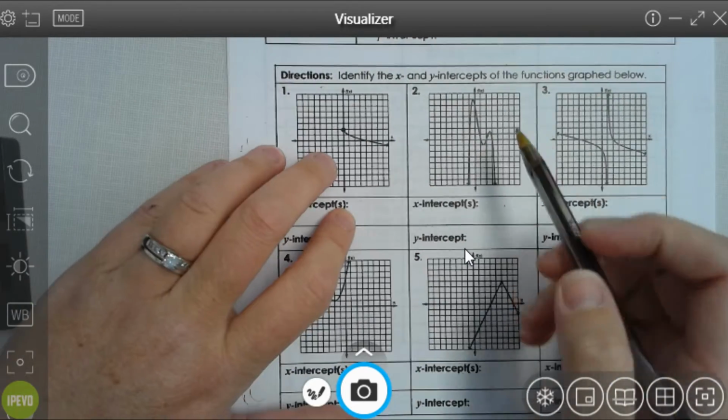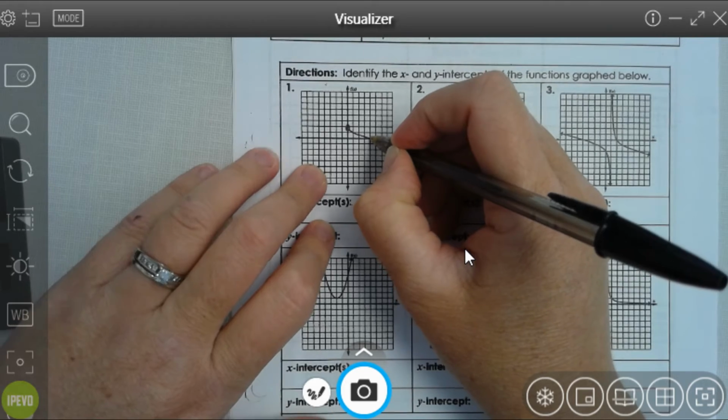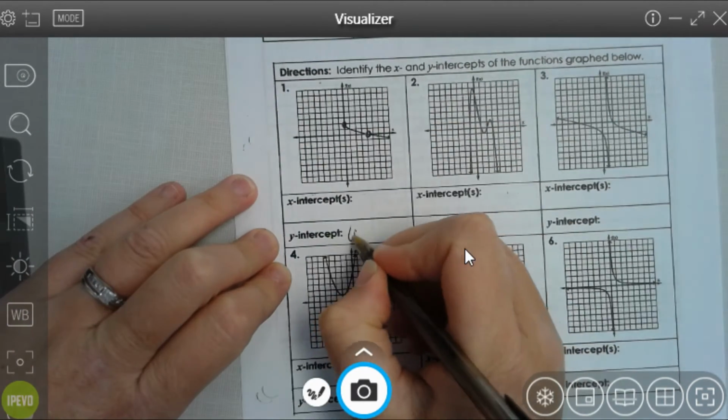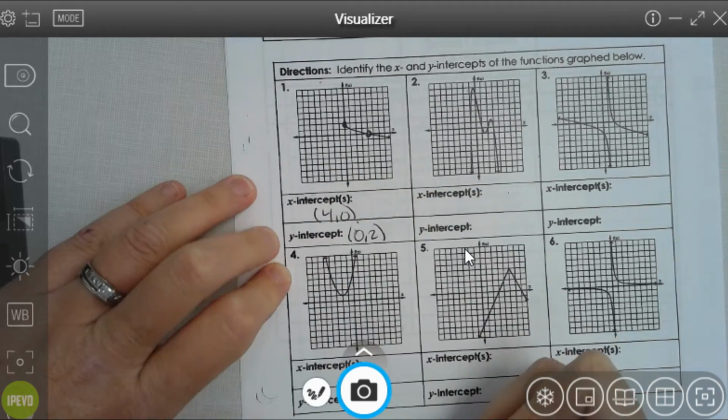So when we're looking at the graph here, this right here would be called your y-intercept, and where it hits over here is going to be called your x-intercept. So we will label the y-intercept as the point (0, 2) and the x-intercept as the point (4, 0).